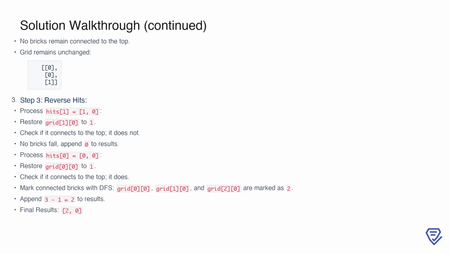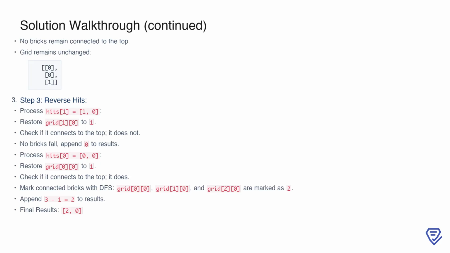Using depth-first search, we mark the bricks at grid 0, 0, grid 1, 0, and grid 2, 0 as stable. The number of fallen bricks is calculated as 3-1 equaling 2, and this value is added to the results. The final results for this example are 2, 0, indicating 2 bricks fell after the first hit and none fell after the second.